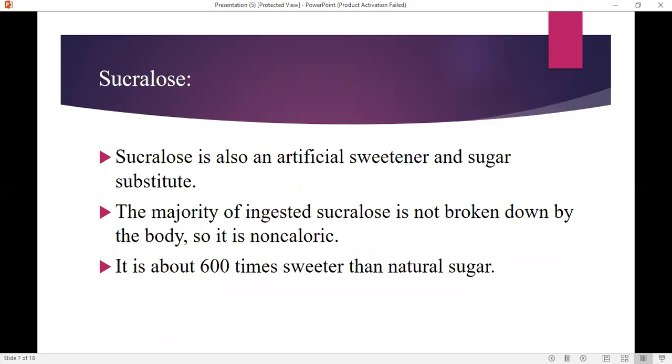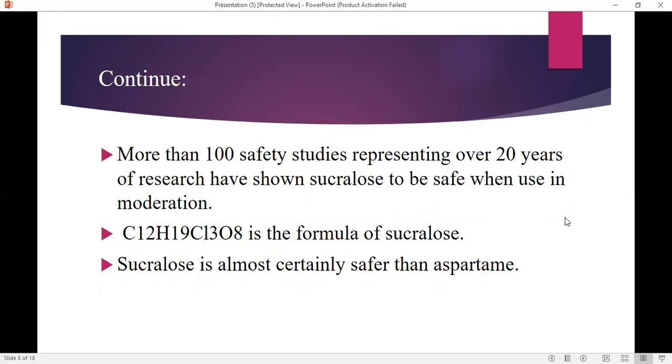Sucralose. Sucralose is also an artificial sweetener and sugar substitute. The majority of ingested sucralose is not broken down by the body, so it is non-caloric. It is about 600 times sweeter than natural sugar. More than 100 safety studies representing over 20 years of research have shown sucralose to be safe when used in moderation.